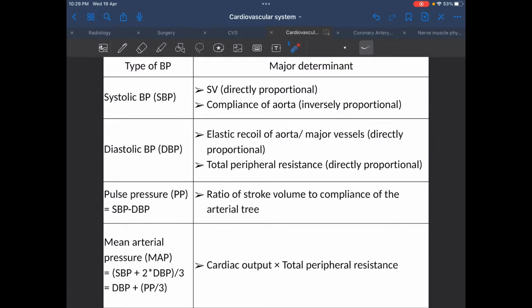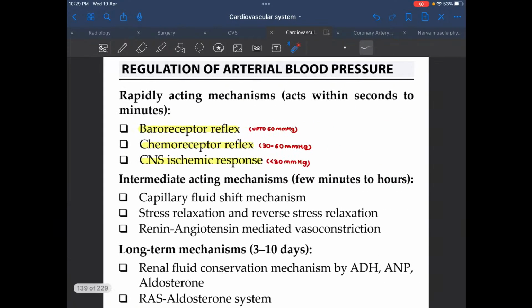All right. Now we are on to the main topic, the regulation of arterial blood pressure. There are three mechanisms. We can have rapidly active mechanisms, intermediate active mechanisms, and long-term active mechanisms. And the long-term mechanism, which is the only one in fact, is the renin-angiotensin-aldosterone system, which you already discussed in great detail in your renal physiology.